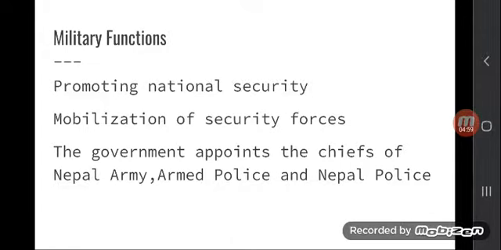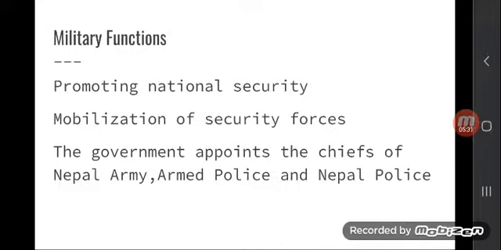Another important function of the executive is the military function. The country has military security forces, and the executive has the authority to control and mobilize them, to defend the country against enemies, and to defend and protect our geographical heritage and the country's territory. So it promotes national security through the mobilization of security forces.